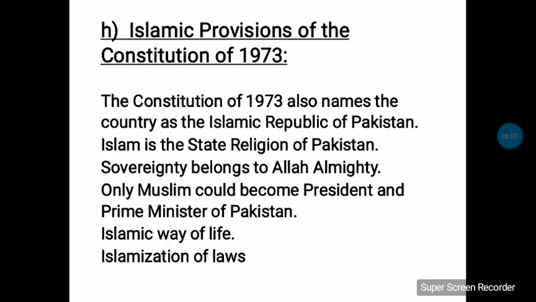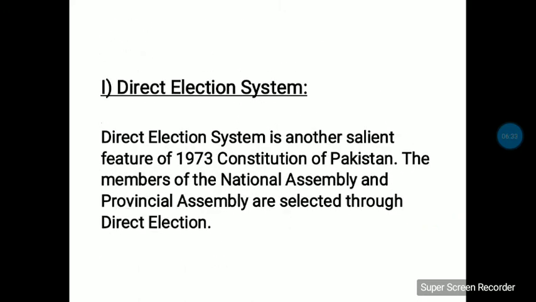Islamic provisions of the Constitution. As you know, the ideology behind the foundation of Pakistan, behind the partition, is Islam. So the Constitution of 1973 also names the country the Islamic Republic of Pakistan. Islam is the state religion of Pakistan. Sovereignty belongs to Allah Almighty. Only a Muslim can become president and prime minister of Pakistan. Islamic way of life, Islamization of laws.